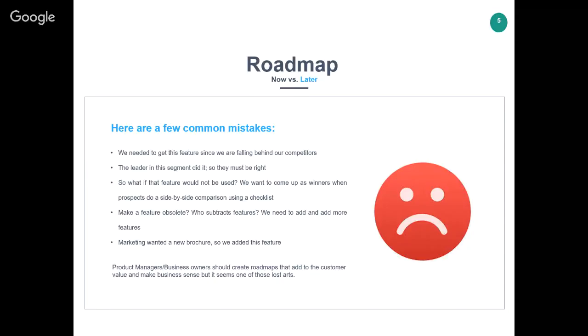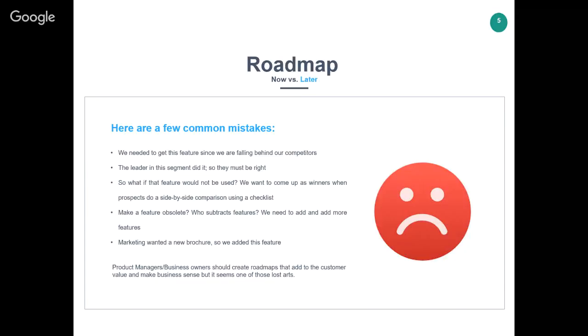The next one: making a feature obsolete. Like, are you nuts? Subtract features? We need to add more and more features. Another common mistake that we often have as a notion. Marketing team wanted a new brochure, so we needed to add this feature. Some of this might sound very funny and hilarious, but this is reality.